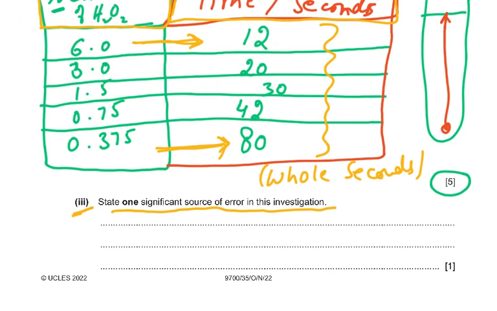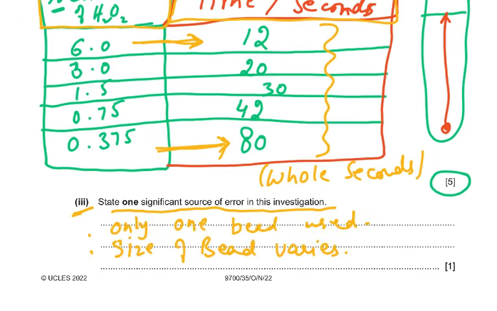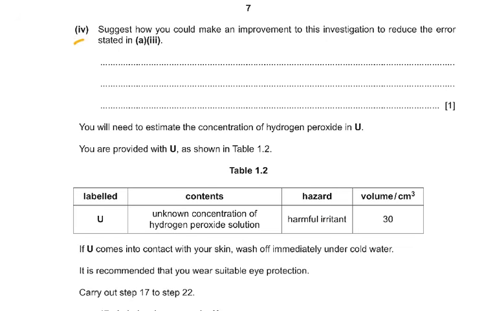So these are the errors that we could have seen in this experiment. Errors are, of course, that it is difficult to judge when the bead reaches the top, or the size of the bead varies, or only one bead has been used. Then it says suggest how you could make an improvement to the investigation to reduce the error which you have stated in A part 3.